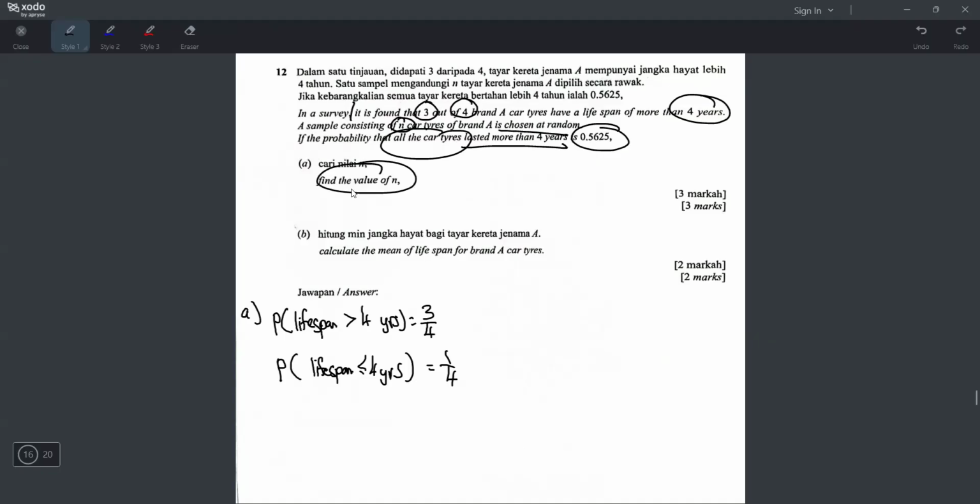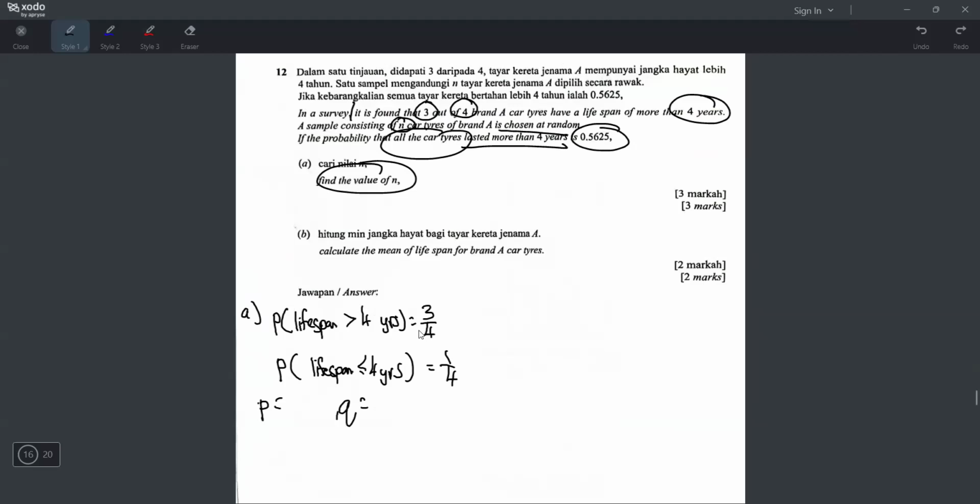Okay, this is definitely a Form 5 chapter, probability distribution chapter. Taburan kebarangkalian, probability distribution. And this is a binomial distribution question. For binomial, you need to always write down your n, p, q if given. So n is not given, but the p and q they give us already. But the problem here is which one is p, which one is q? You have two probabilities here. Is it p = 3 over 4 or p = 1 over 4?